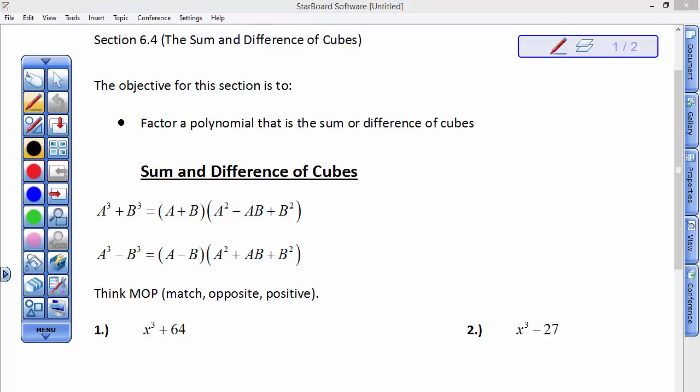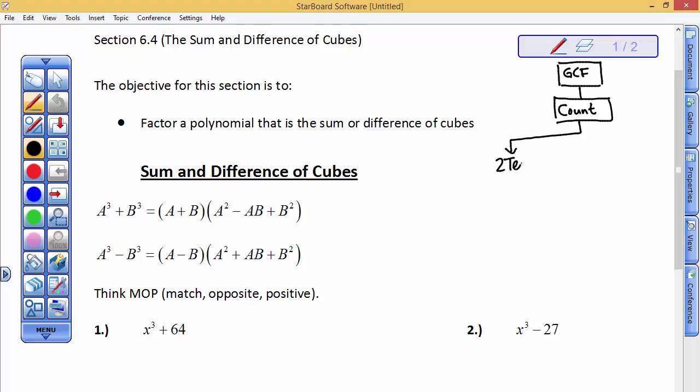So you remember that flowchart on factoring that started with take the greatest common factor out first and then count the number of terms next. And we had done something with two terms that was the difference of squares. We're now going to do something with two terms, a cubed plus b cubed and a cubed minus b cubed, that's called the sum and difference of cubes.